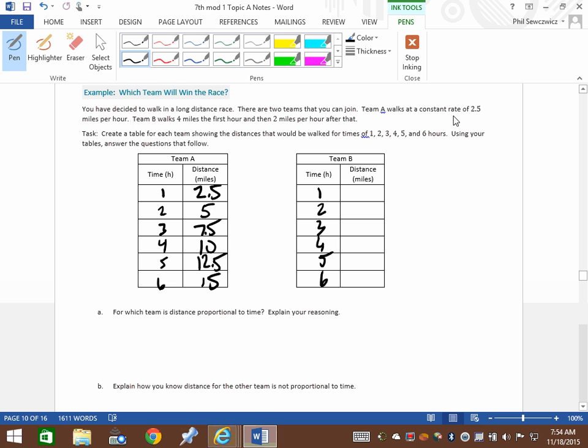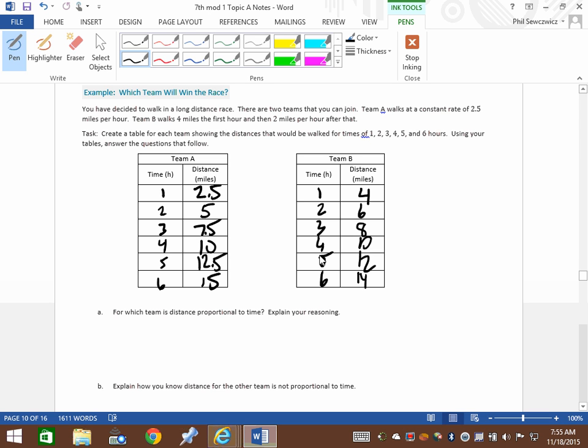All right, so now over here, Team B walks 4 miles for the first hour, and then 2 miles per hour after that. So take a moment there. Where are they going to be after 2 hours? Well, the first hour is 4 miles, and then 2 miles per hour after that, we should be at 6, and then consistently 2 more miles per hour. So then we have an 8, then a 10, a 12, and then finally a 14. Again, the first was the 4, and then consistently 2 miles after that.